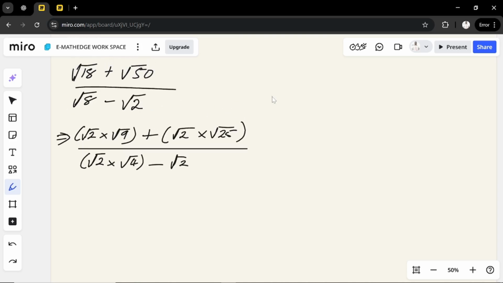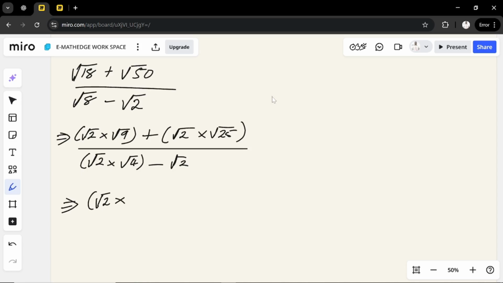Now looking at this, we have 9 to be a perfect square, right? Such that if you are to find the root of 9, you are going to have a single value. So also we have 25 to be a perfect square, which if you are to find the root of 25, you are going to have a single value, which is 5. So also is the root of 4. So let's go ahead and simplify that further, such that we are going to have the root of 2, which is this, right?